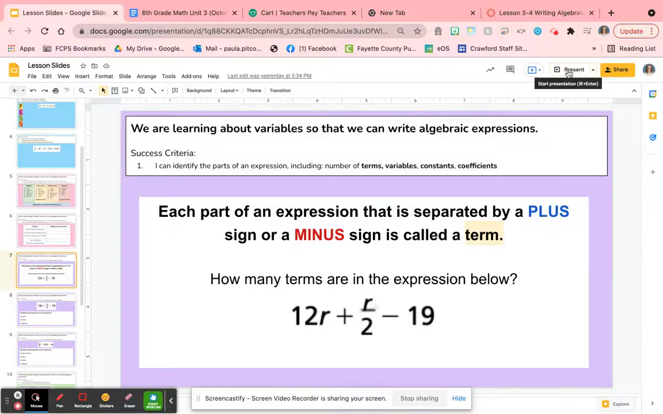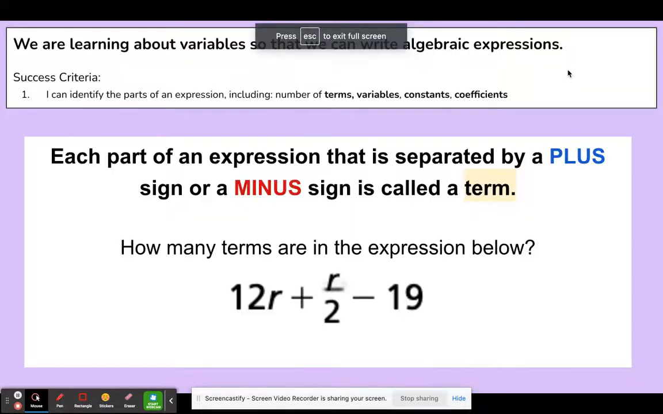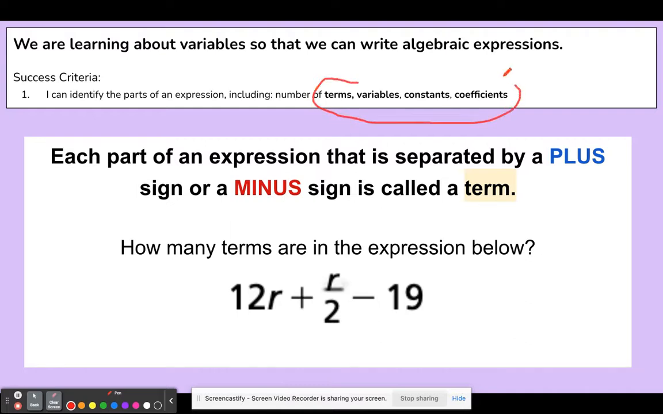Hello, my friends. So we are still learning about variables and algebraic expressions. But today we're going to focus on the parts of an expression. And these are the vocabulary words you kind of need to pay attention to. We're going to be talking about terms, variables, constants, and coefficients. Okay? So look at this big problem right here.